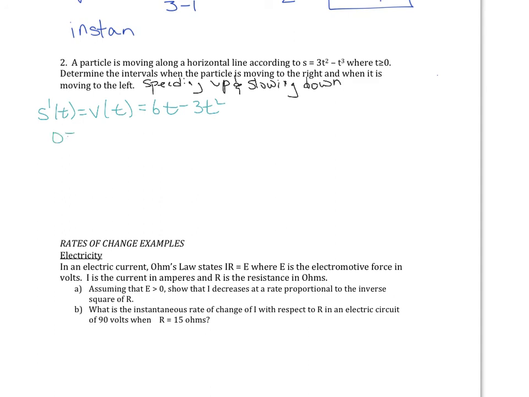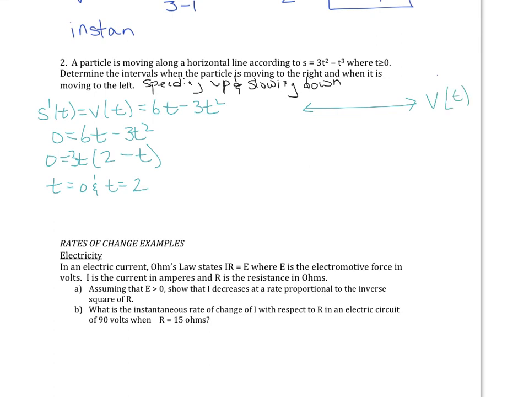So I want to know, first of all, when is it going to be stationary? When is it not going to move? So when is the velocity 0? So set it equal to 0 and solve this. Okay, over here, I'm going to take out a t and a 3, and I'll be left with 2 minus t, and we've got an answer of t equals 0 and t equals 2. So I'm going to put these on a number line, and I'm going to label this v of t.